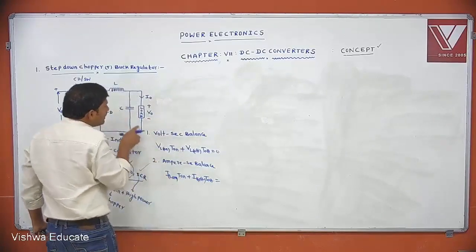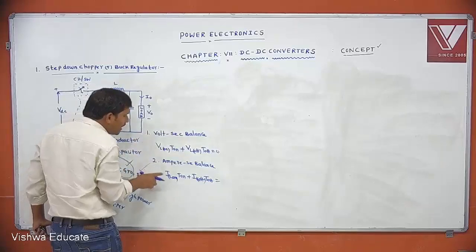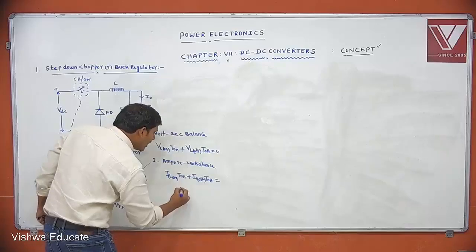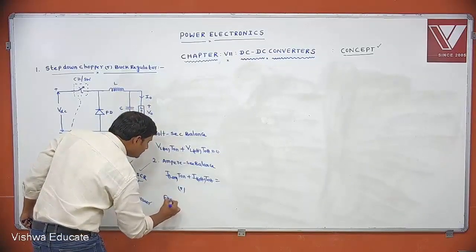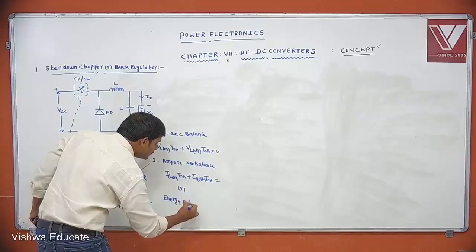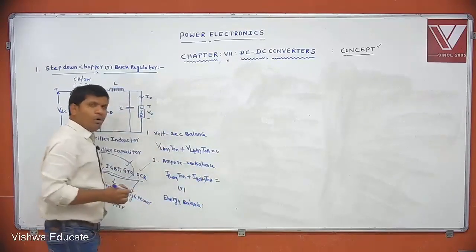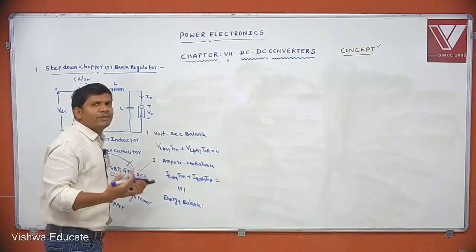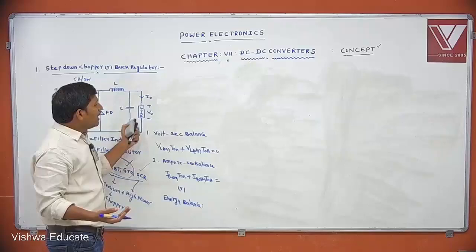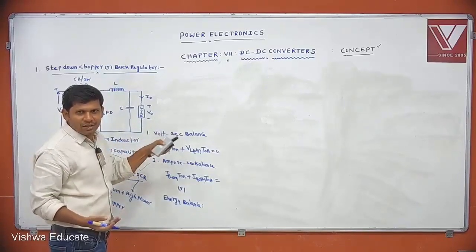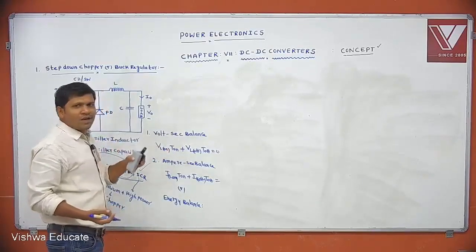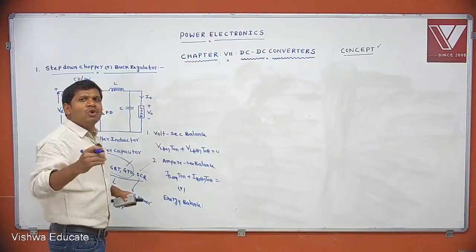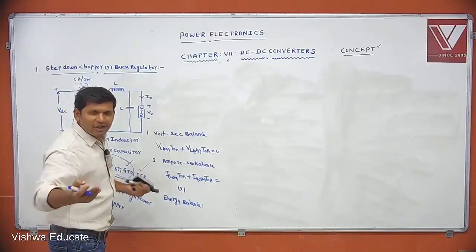We can explain that the circuit analysis is based on volt second balance or ampere second balance, or the circuit can also be analyzed by using energy balance. What do you mean by energy balance theory? Energy stored by the inductor is equal to energy released by the inductor. That means the analysis is based on stable operation, not for unstable operation. If any circuit consists of an inductor, the circuit is said to be in stable operation when energy stored by the inductor is equal to energy released by the inductor. Then only you can say that it is stable operation.